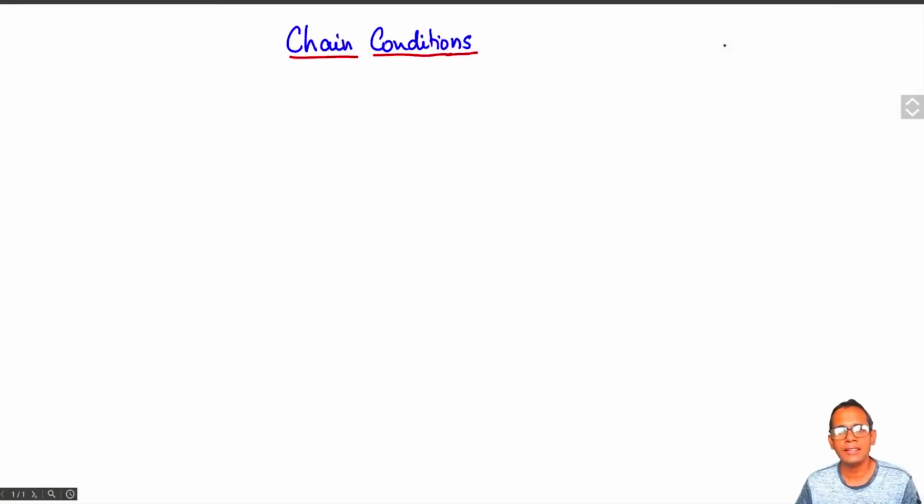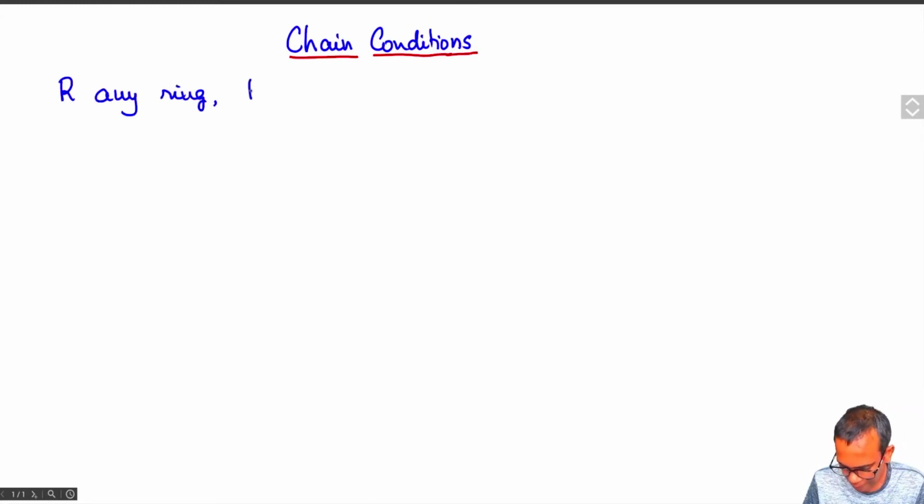In this lecture, I'll introduce chain conditions. These are certain conditions which taken together will ensure that a module has a Jordan-Holder series. So let R be anything, and M an R-module.